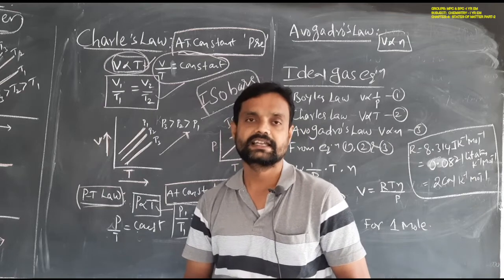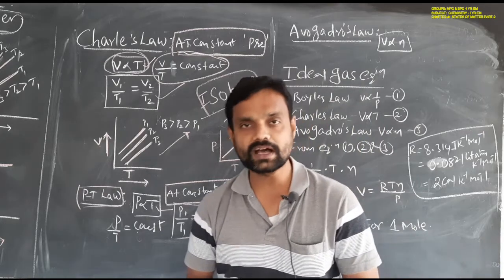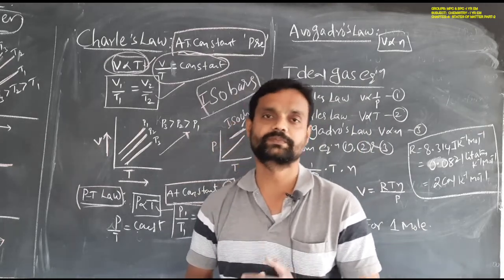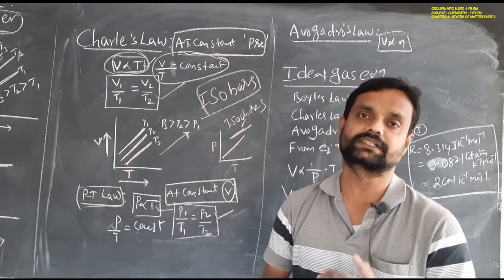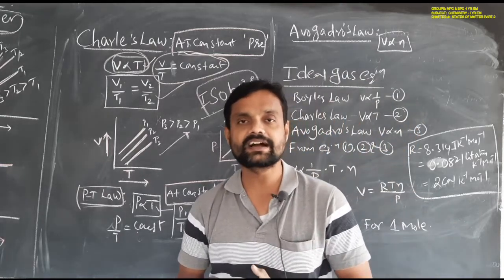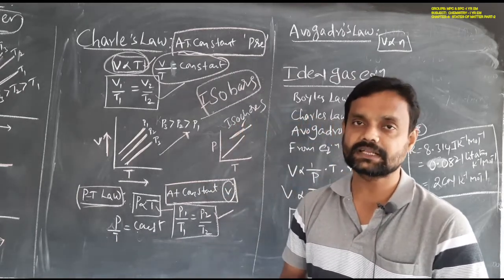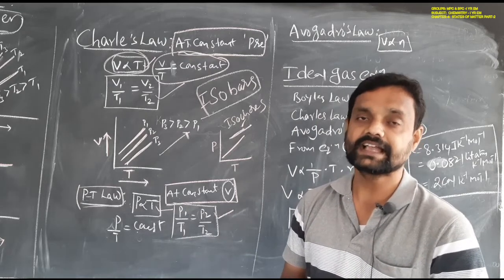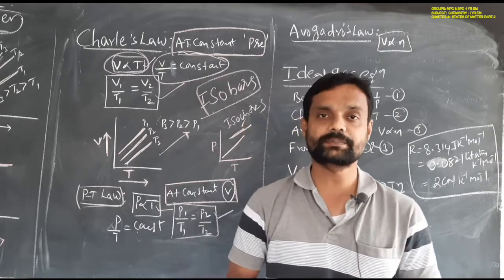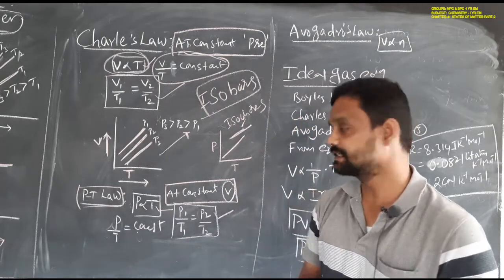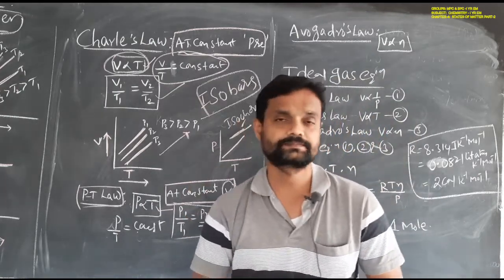Okay, students, here are the three terms: isotherms, isobars, isochores. Simple. Isotherms means the graph between volume and pressure at constant temperature. Isobars means the graph between volume and temperature at constant pressure. Isochores means the graph between pressure and temperature at constant volume. So this is about the meaning related to Charles law.